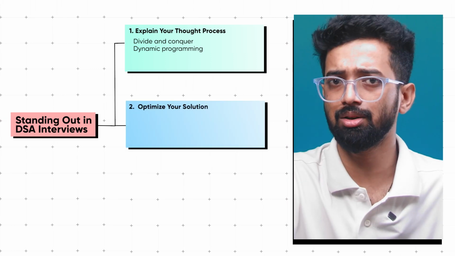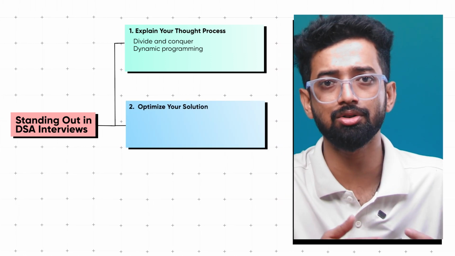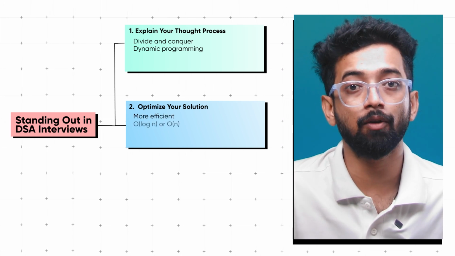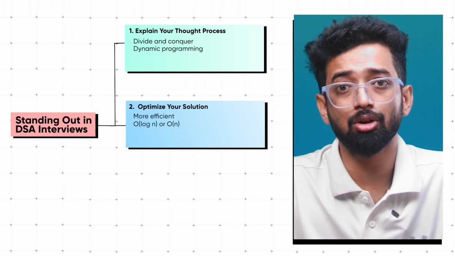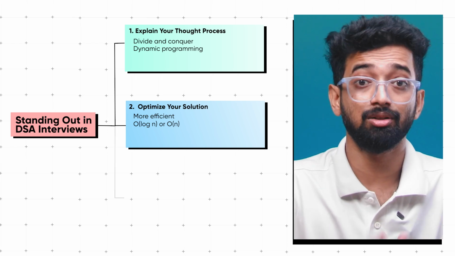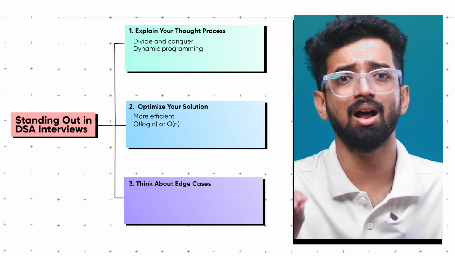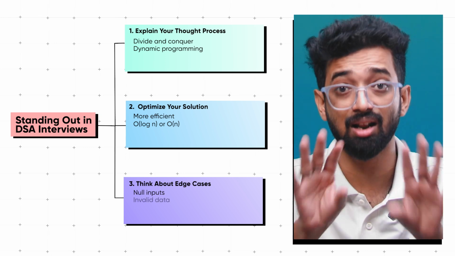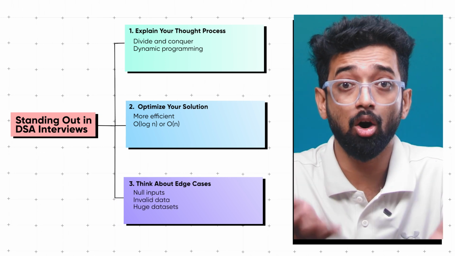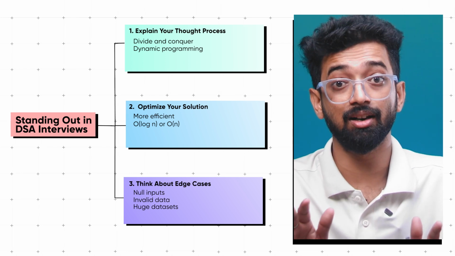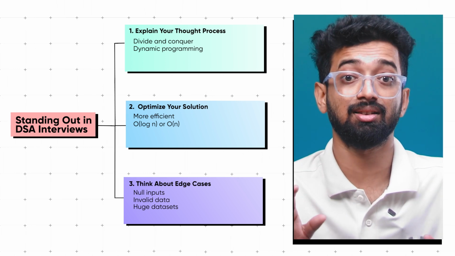Second is optimize your solution. Once you have a working solution, always think of how to make it more efficient. Aim for O(log n) or O(n) solutions wherever possible. Third is think about edge cases. Be sure to mention how your solution handles null inputs, invalid data, or huge data sets. Product-based companies love candidates who think about edge cases.